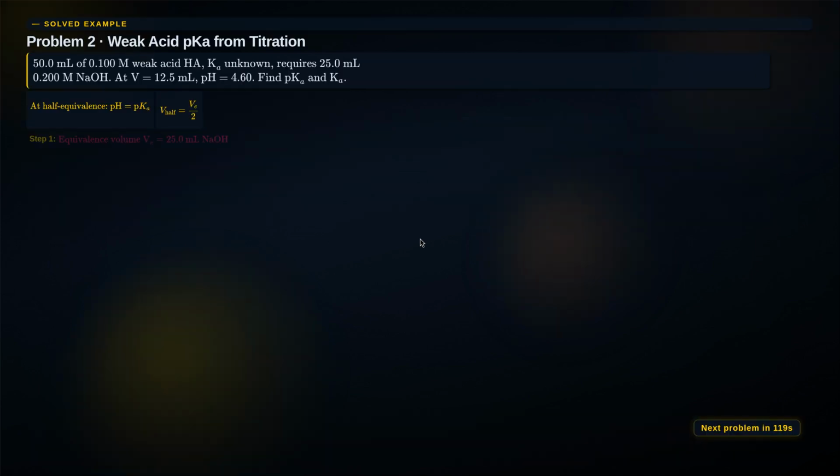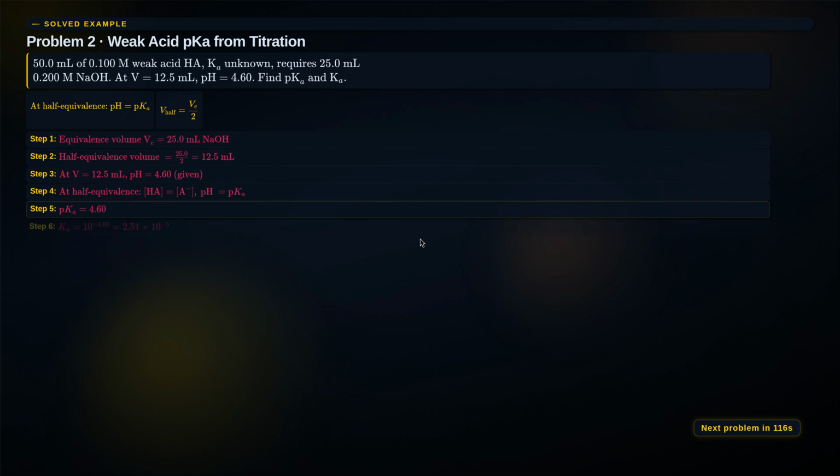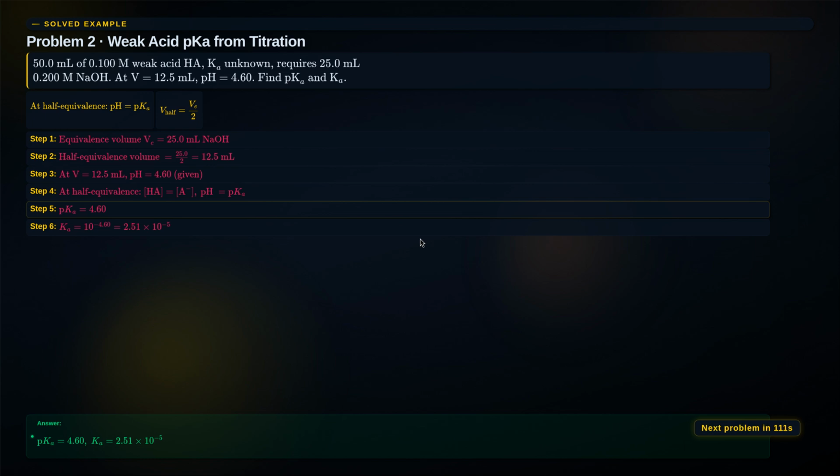Problem 2. Determining the pKa of a weak acid from titration data. 50 milliliters of 0.100 molar weak acid HA requires 25 milliliters of 0.200 molar NaOH to reach the equivalence point. At 12.5 milliliters of NaOH, the pH is 4.60. Step 1. The equivalence volume is 25 milliliters. Step 2. Half of that is 12.5 milliliters. Step 3. At this volume, the pH is measured as 4.60.